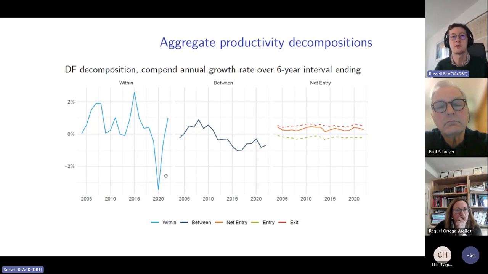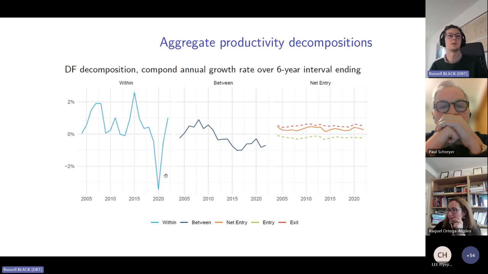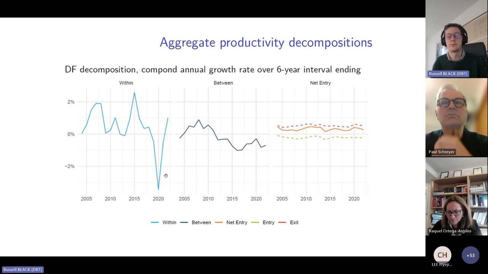Versus the continuers, entry is not that interesting a story. There aren't enough entrants, and the entrants and exiters are not high enough productivity to move the dial. So entry is consistently negatively contributing. Even over a 6-year interval, 6 years is not enough for the entrants to grow and on average contribute higher. And exiters, if you're exiting, it's always good for productivity because exiting means you're a low productivity company. But that has not changed really over the time period.